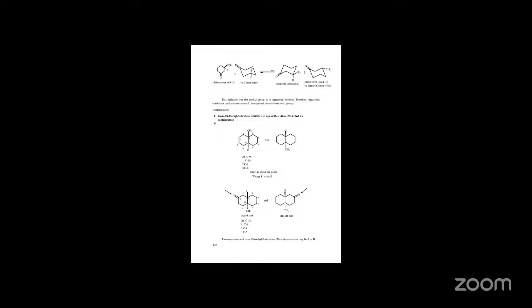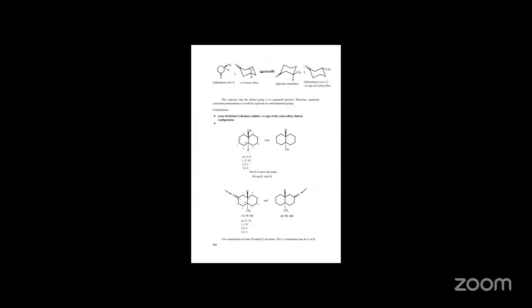So we have two options, A and B. B is the correct one for this, because A is a negative Cotton effect and B is a positive Cotton effect. So the S configuration is the correct one, and you can find the absolute configuration.